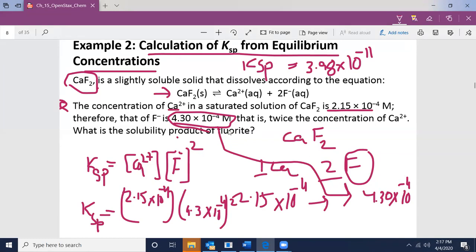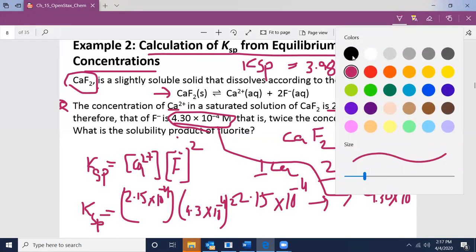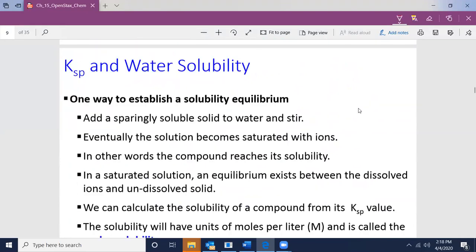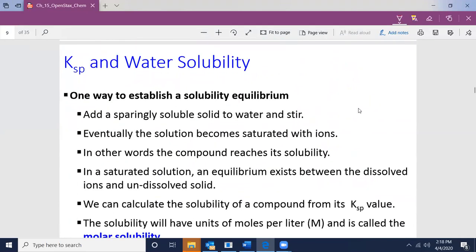Can someone confirm this number for me, if this is the correct number here? Yeah, that's what I got. 3.98 times 10 to the power minus 11. Okay, good. So KSP and the water solubility.